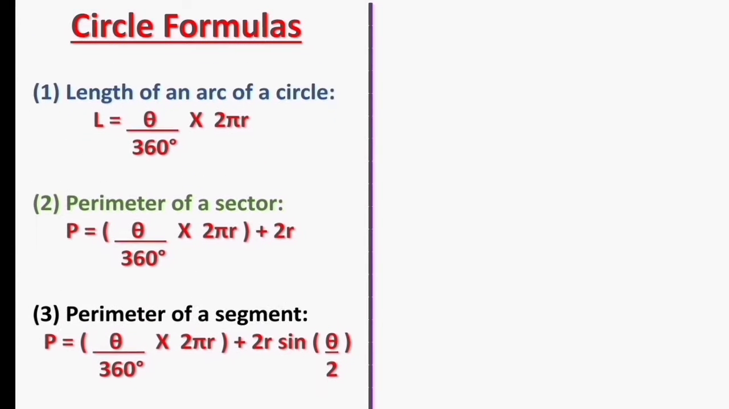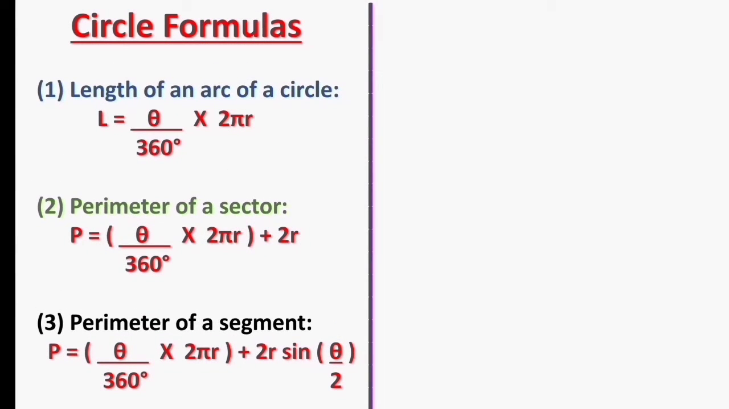Let's look at some circle formulas. Number 1, the length of an arc of a circle. The formula is L for length equals theta over 360 degrees times 2 pi radius. Number 2, the perimeter of a sector. Formula is P equals theta over 360 degrees times 2 pi radius plus 2 radius.